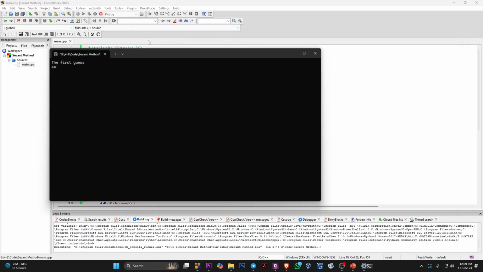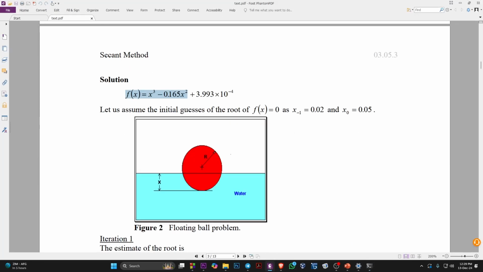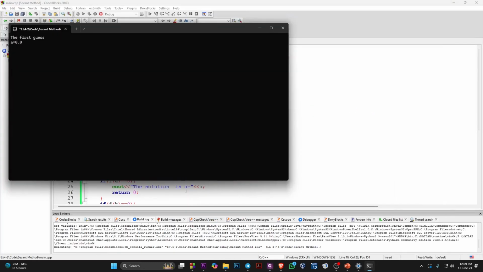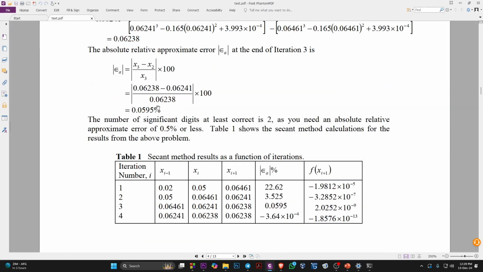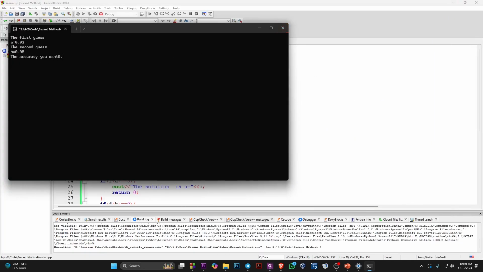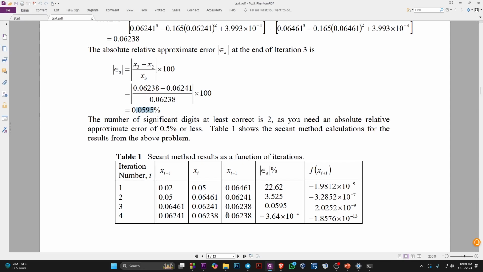Let's check whether our solution is okay or not. So in that case, our initial guesses are 0.02 and 0.05, and our accuracy mentioned here is 0.0595. Okay, our solution is there. C is 0.06238, and also there is the problem 0.6238.